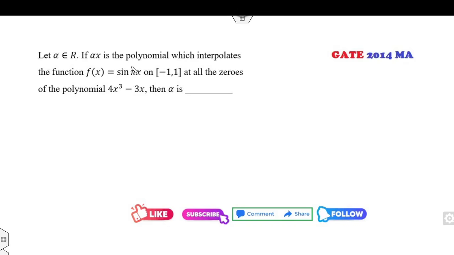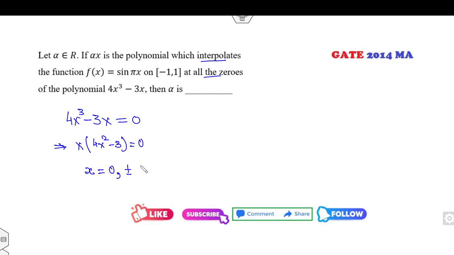Alpha is the real number such that alpha is a polynomial which interpolates f(x) from -1 to 1 at all the zeros of 4x cube minus 3x. Can you find the zeros of this? So I can take x as a common. 4x square minus 3 is 0. So what are the zeros? It's 0 and plus minus √3 over 2. Check which one lies between -1 to 0 or lies in between them.